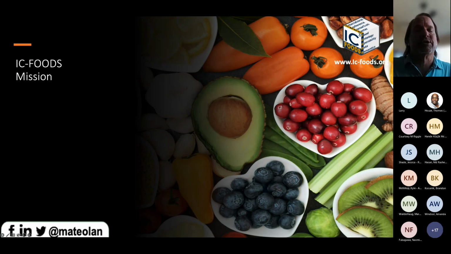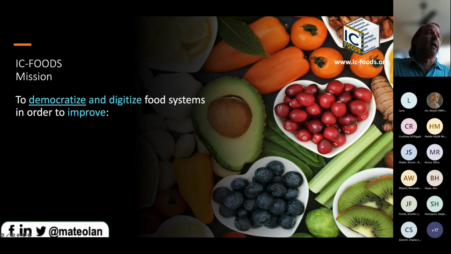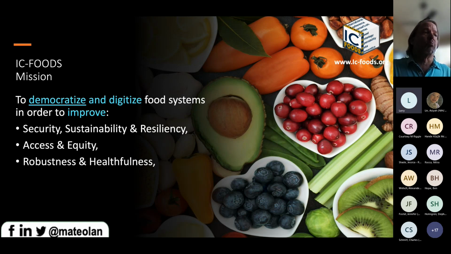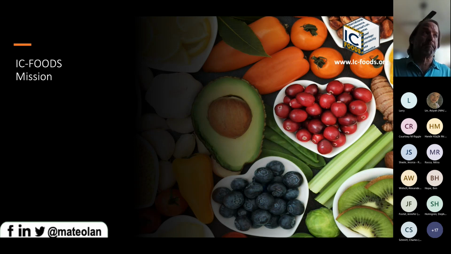So our mission is not just to build the Internet of Food. Our mission is really to democratize food systems via digitization, so that we can improve security, sustainability, and resiliency, access and equity, robustness and healthfulness, productivity and efficiency.